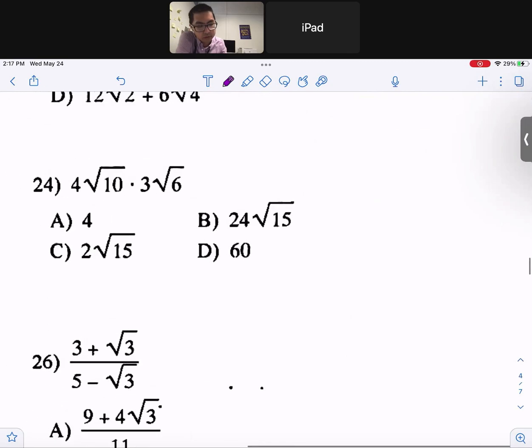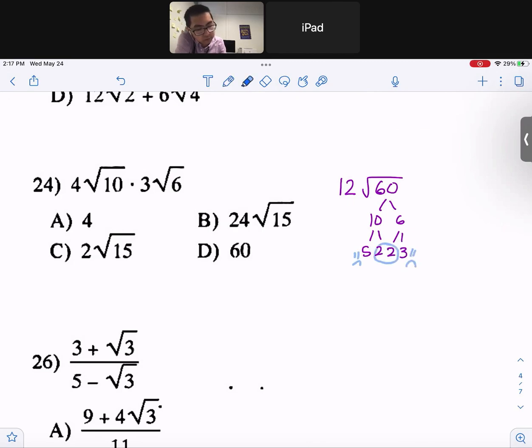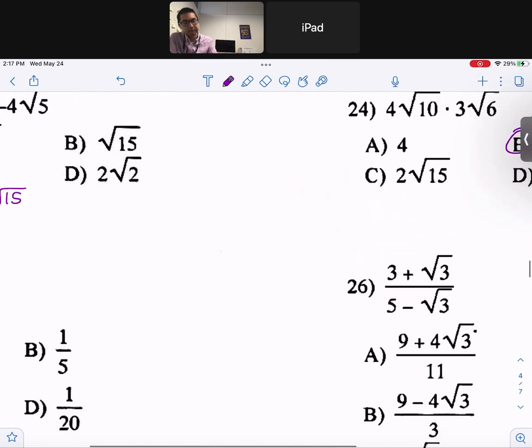24. Okay, so 3 times 4 is 12. 6 times 10 is 60, and then this is something we can break down. 10 and 6, 5 and 2, 2 and 3. Found a pair, leftover, so this pair of 2s gets brought out to the outside, multiplied by 12 for 24, and then multiply the leftovers together. 5 times 3 is 15. 24 rad 15. 25.